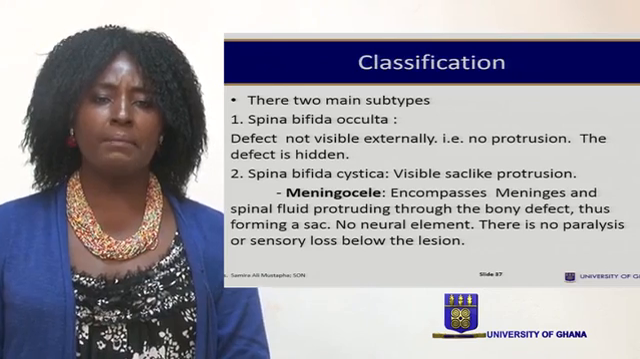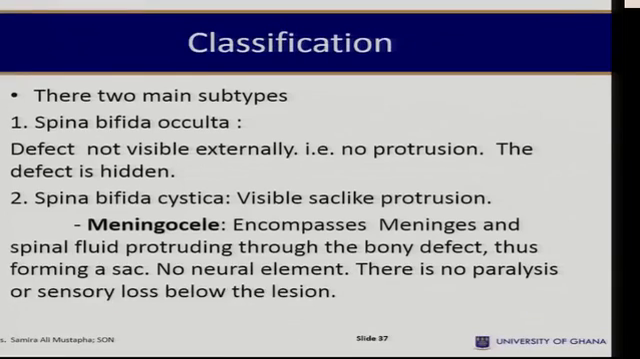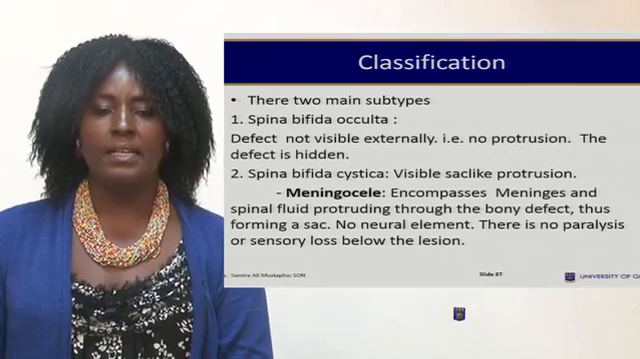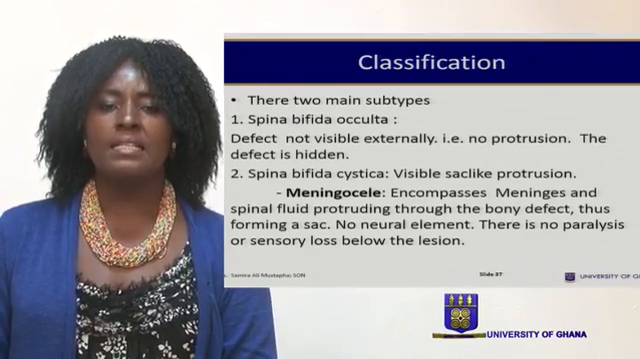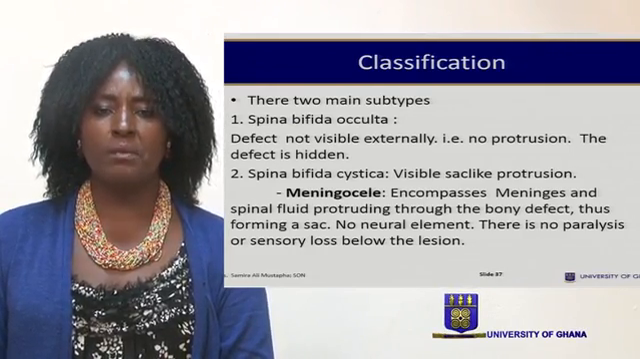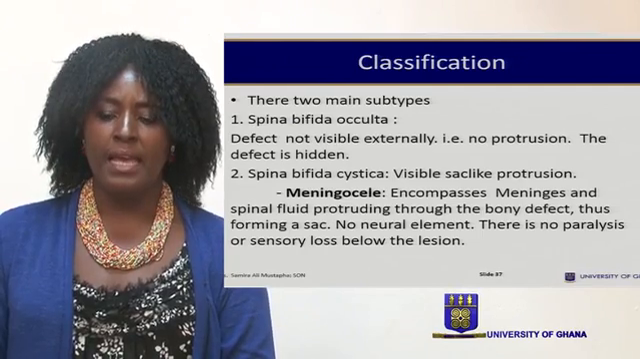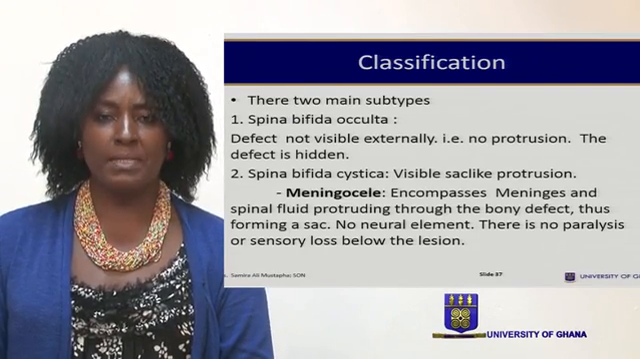There are two main subtypes. We have the spina bifida occulta, where there is no visible defect seen externally, no protrusion, and the defect is hidden. And then the second type is the spina bifida cystica, where there is a visible sac-like protrusion. And under this, we also have two subtypes.